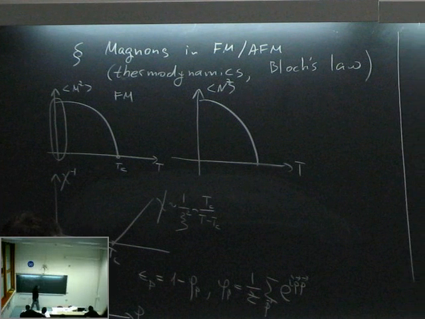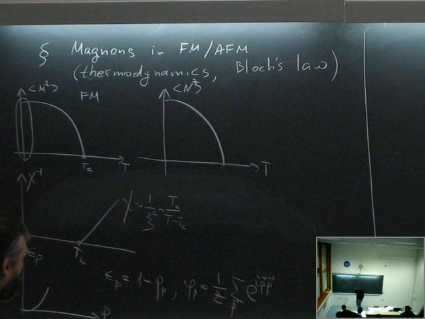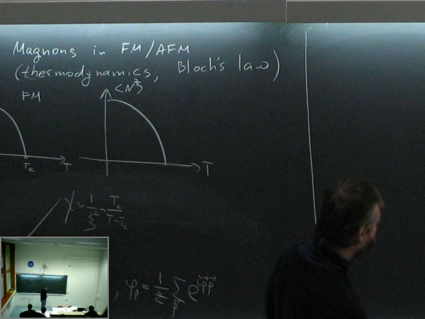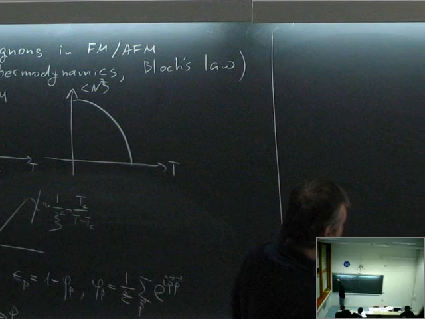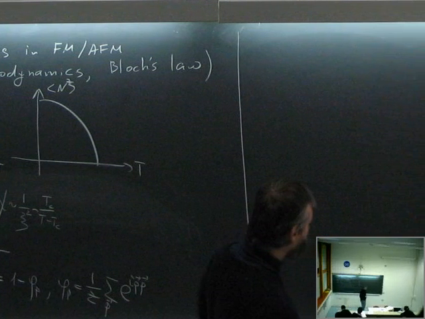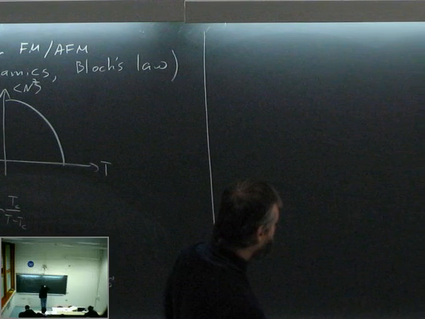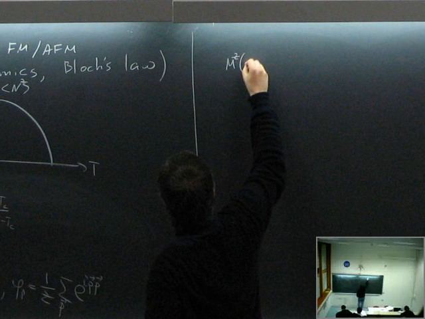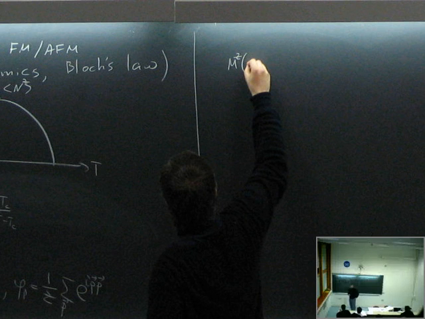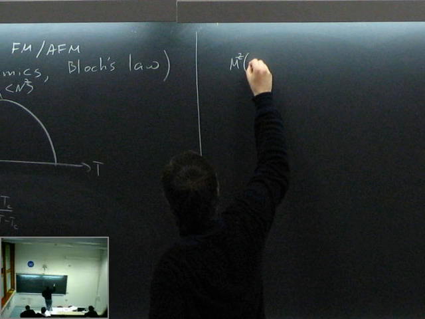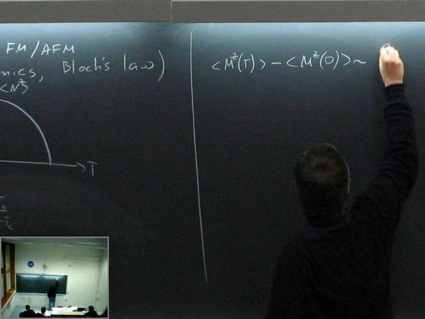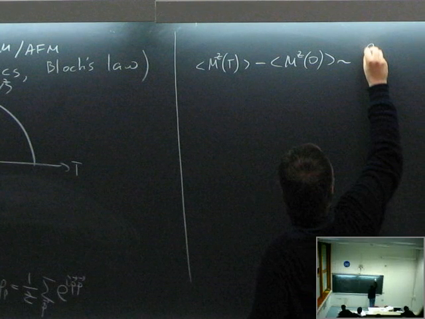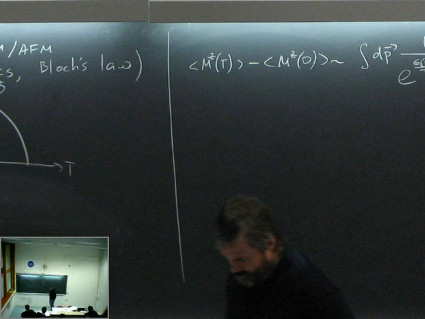So the magnons are bosons. And let's ask the question, what is the behavior of magnetization in this part of the phase diagram? For small temperatures, magnetization at temperature T minus magnetization at zero temperature is just defined by the integral dp, and here I should write the Bose distribution function, 1 over e to the epsilon p over temperature minus 1. So magnons are bosons.